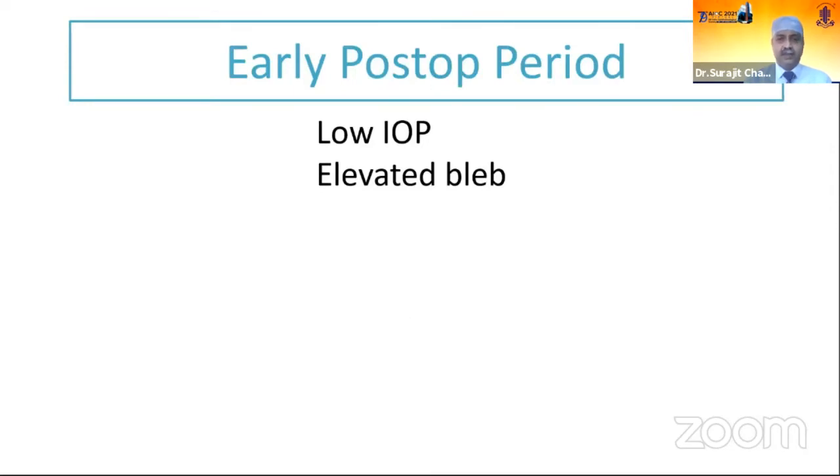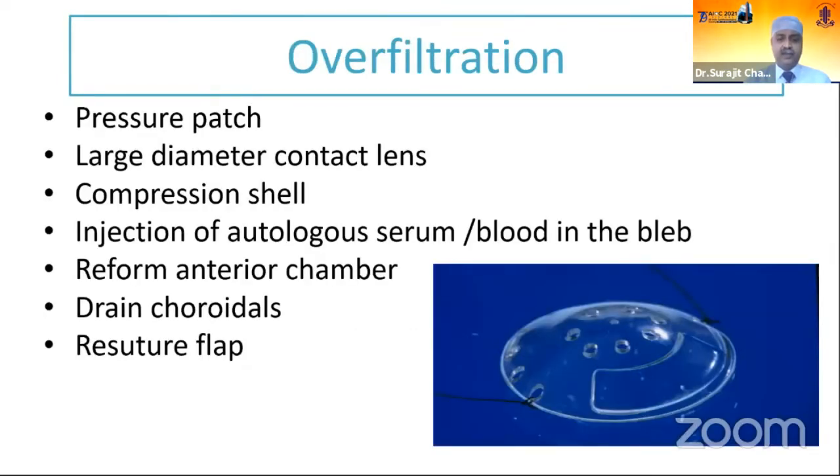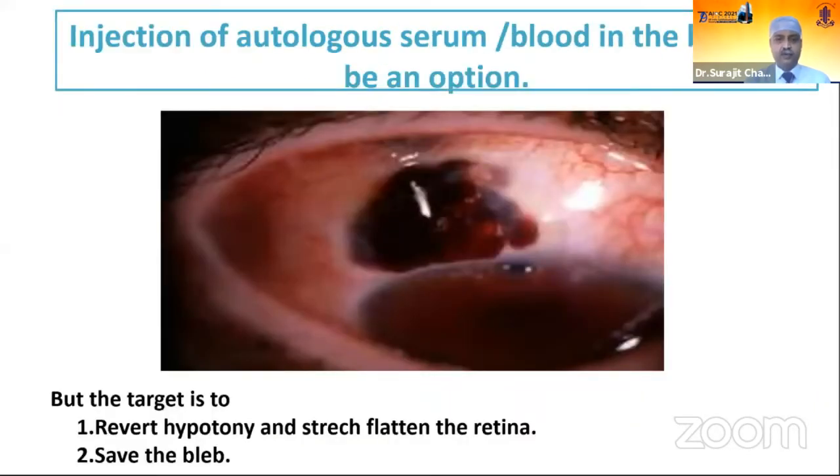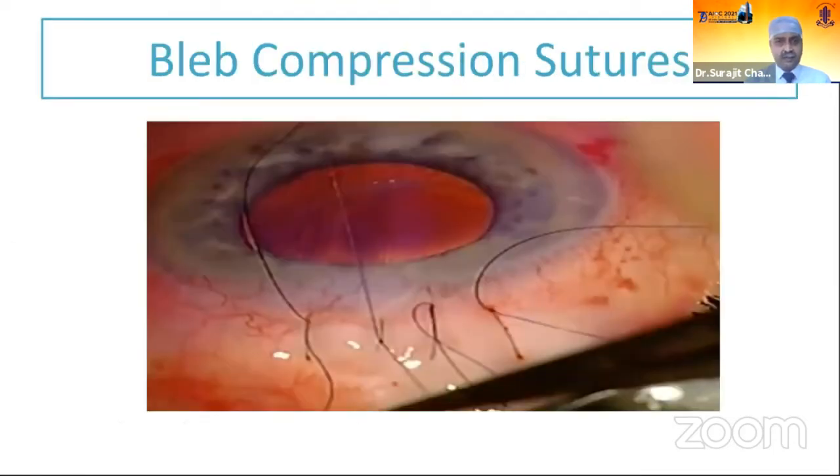In the early postoperative period, with a low IOP and an elevated bleb, think of overfiltration. Overfiltration can be treated with a pressure patch, large diameter contact lens, compression sutures, injection of autologous serum or blood in the bleb, reformation of the anterior chamber, and sometimes draining the choroidals and resuturing the flaps. The Simmons shell, rarely used these days, may be of help. This is a photograph of autologous blood injection. This is a bleb compression suture.